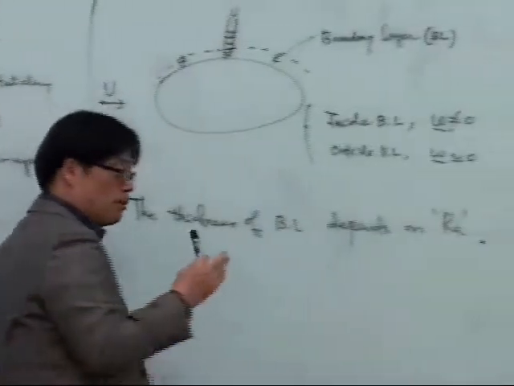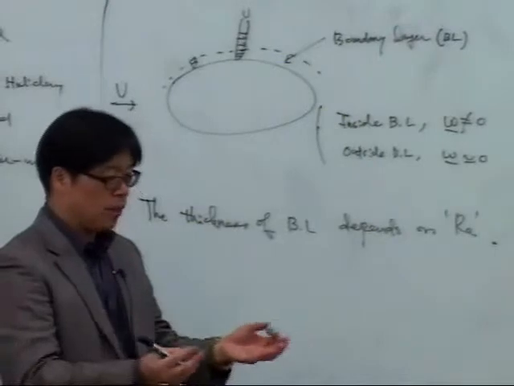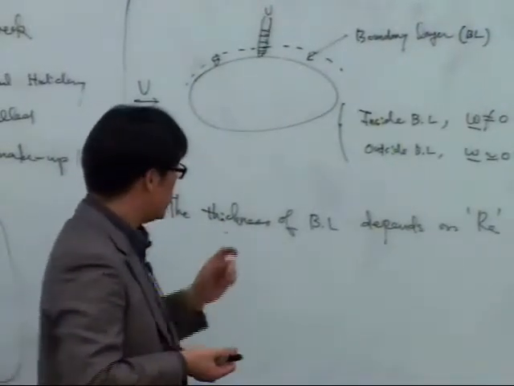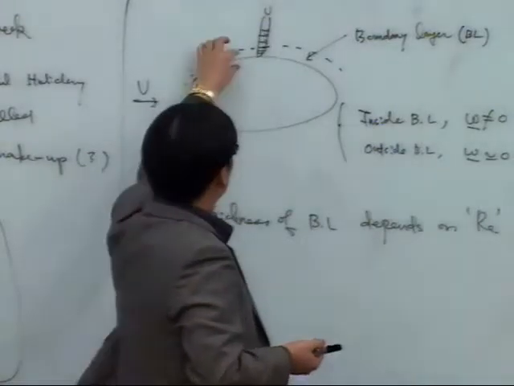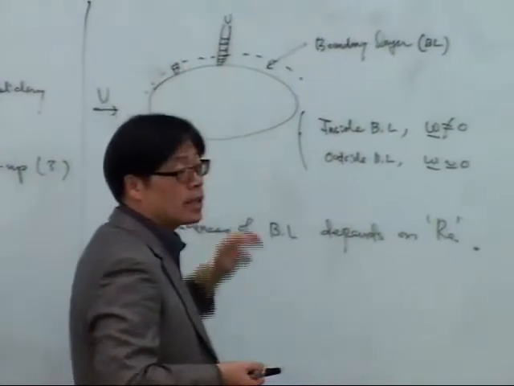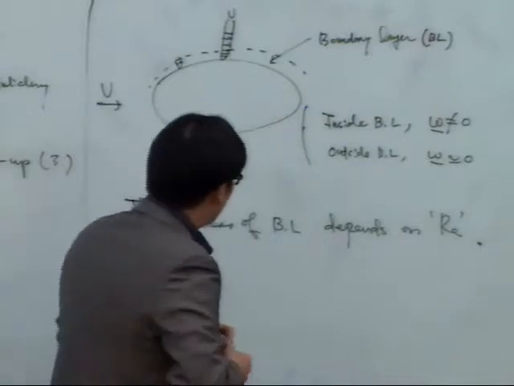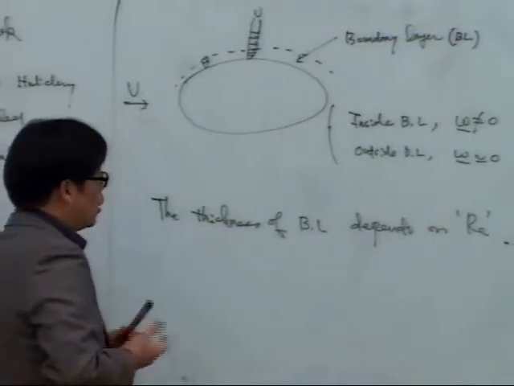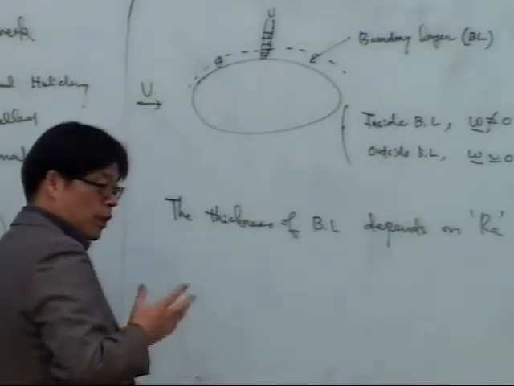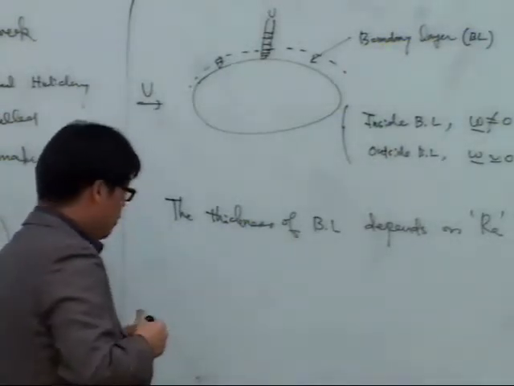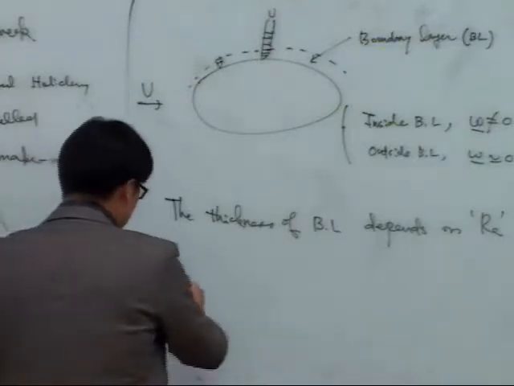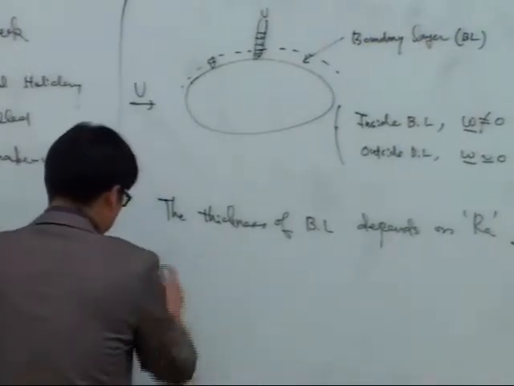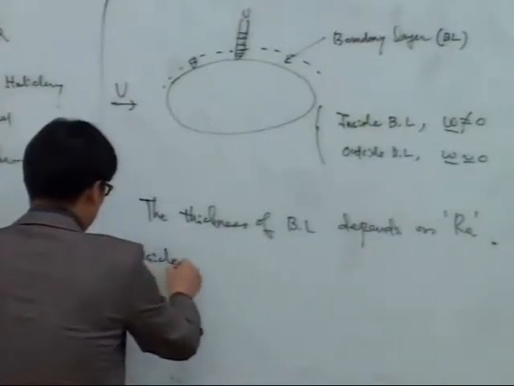So we know there is some layer in which vorticity is not equal to 0, due to the viscosity. But we were wondering how big this thickness is. That thickness depends on Reynolds number, as I said. How do we know? We can do the scaling argument as we did before. So Reynolds number, inside the boundary layer.